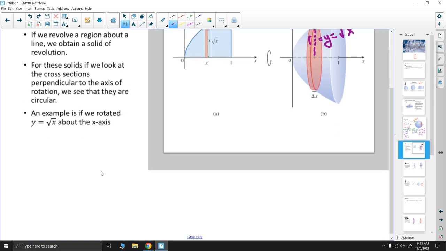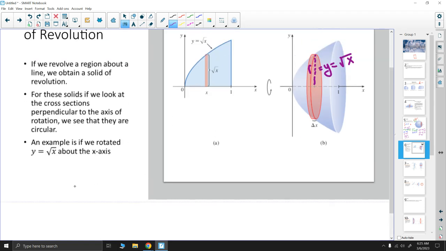Okay, so what we do here is we're going to take the integral along our x-axis from 0 to 1, and so that means it's a dx, and now we're going to find the area. So again, area in terms of x. Now, what is the area?